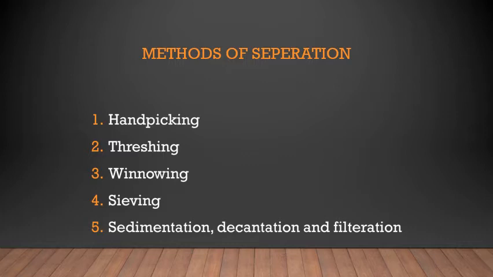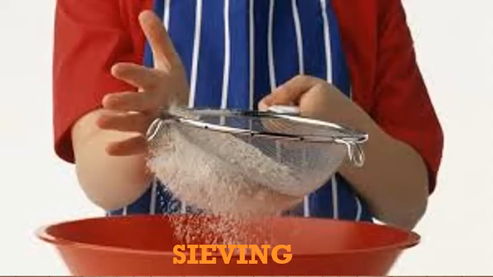We have finished, right? Hand picking is the method used for separating the objects which are bigger in size, right? You pick the impurities by hand. Then threshing, and then winnowing also we learnt. Now in today's video we'll be learning about sieving, sedimentation, decantation, and filtration. I request you to go through the textbook when I'm reading out the textbook and explaining, children.